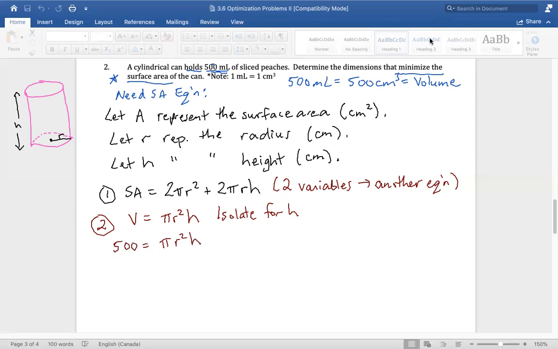So then if I was going to isolate for h to get h by itself, I would divide by what's in my way, pi r squared.